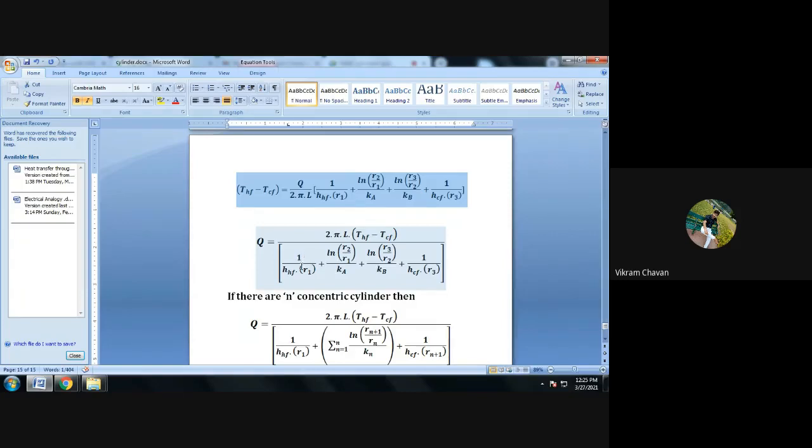1 divided by h suffix hf multiplied by r1 plus ln of r2 divided by r1 whole divided by k suffix a plus ln of r3 divided by r2 whole divided by k suffix b plus 1 divided by h suffix cf multiplied by r3. So that will provide you the heat transfer rate.